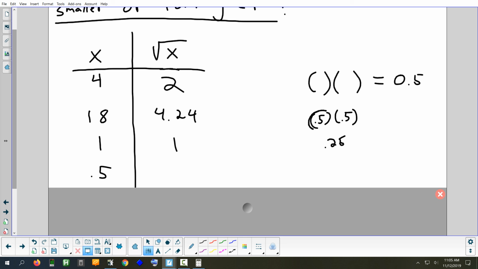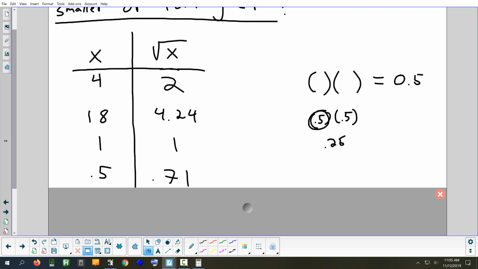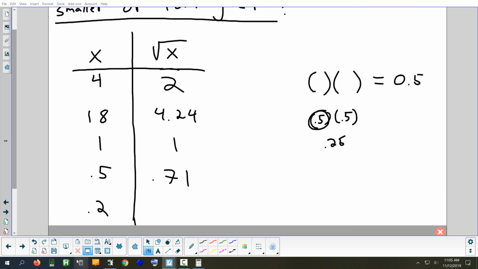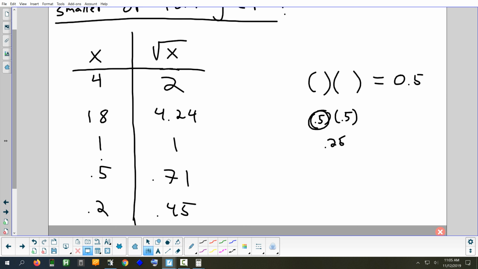So what does that mean about this number compared to the real square root of 0.5? Is that number too small or is that number too big? The real answer is larger. 0.5 isn't big enough. In fact, when you take the square root of 0.5, look what happens. 0.71. You get a bigger number. If you take the square root of 0.2, 0.45, I'm just rounding it. But my point is, on these two, it actually got bigger.